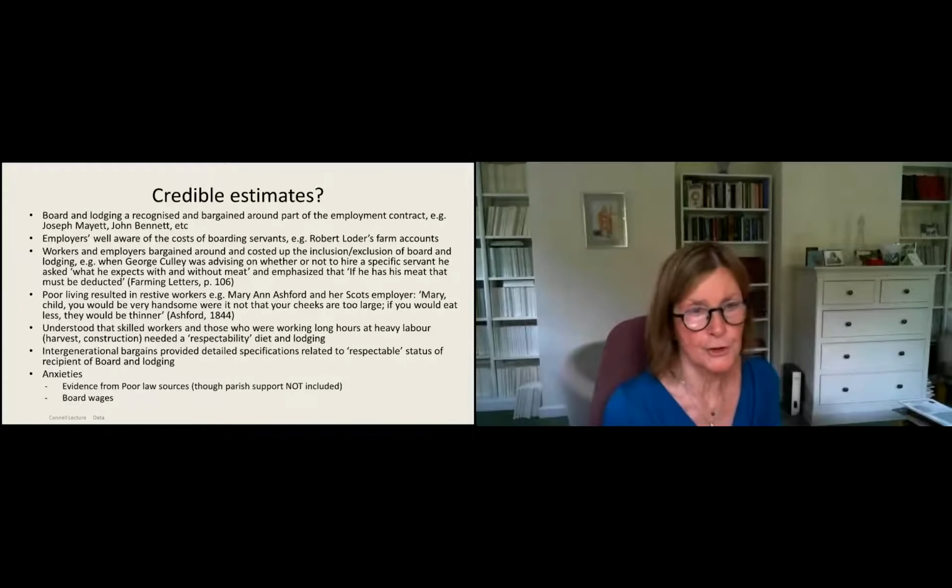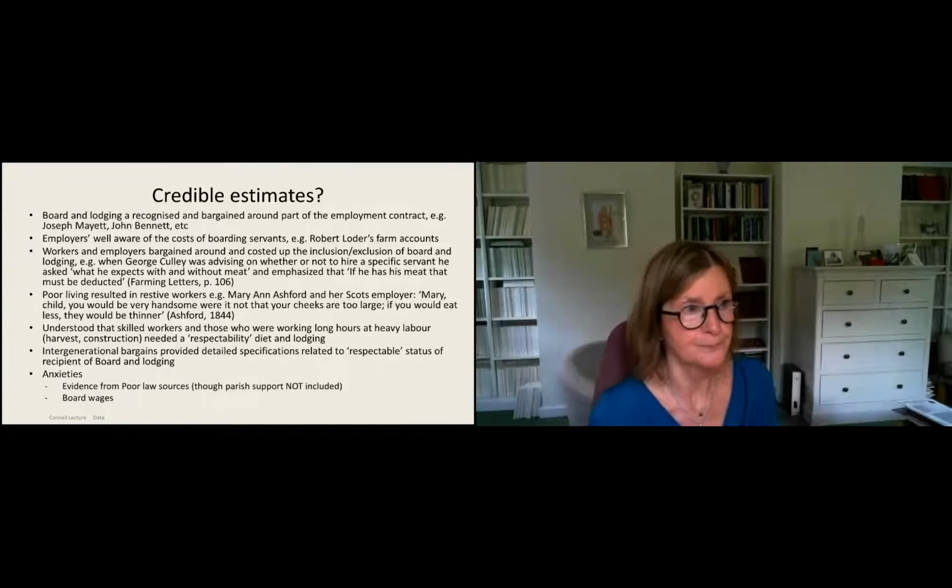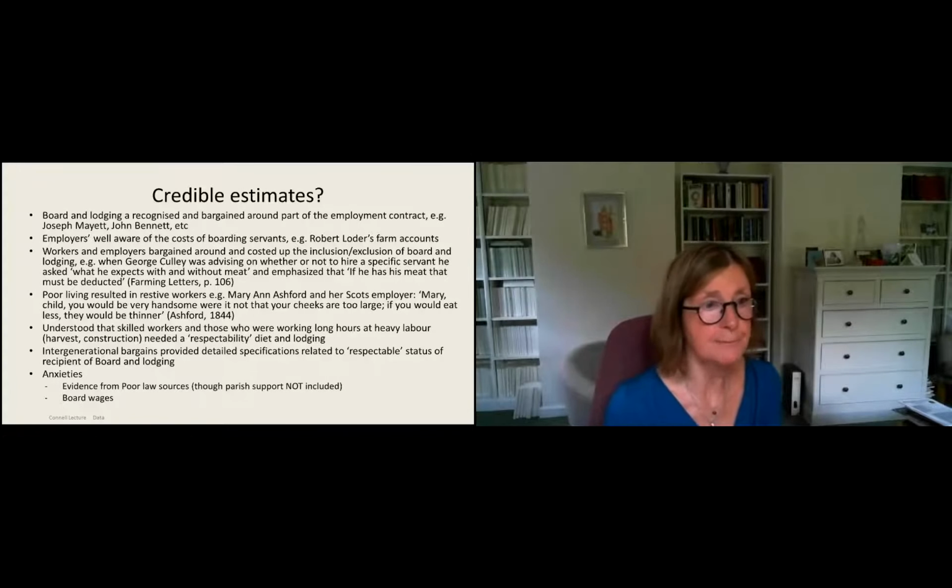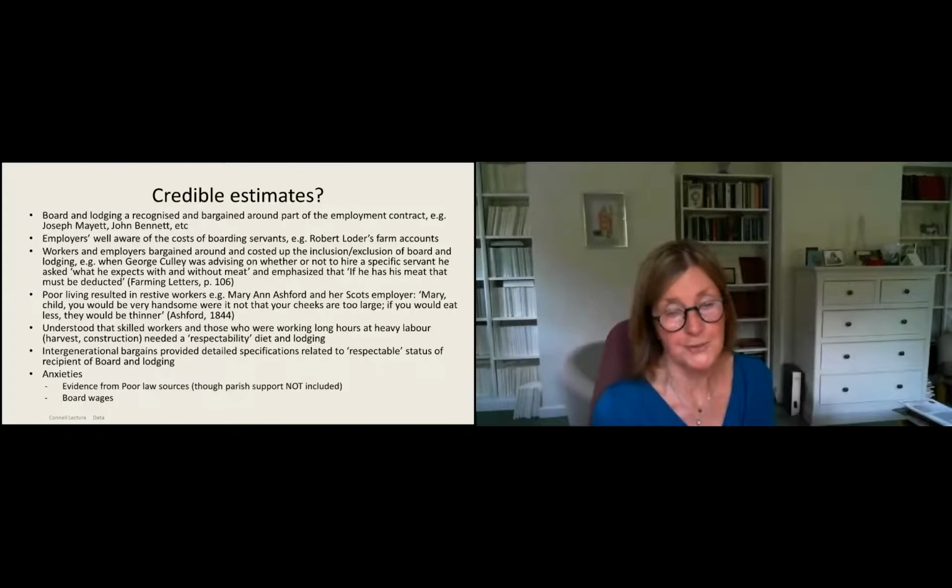Employers were very aware of the costs of boarding servants. Robert Loder's farm account includes very detailed estimates of what it cost to feed and house his own live-in farm servants. And Loder's very clearly here trading off these costs against the higher wages he would have to pay for an agricultural labourer who lived out. Workers and employers can be seen bargaining around the inclusion and exclusion of board and lodging. So when George Colley was advising on whether to hire a specific servant, he asked, well, what does he expect with and without meat? And he emphasized, if he has his meat, that must be deducted.